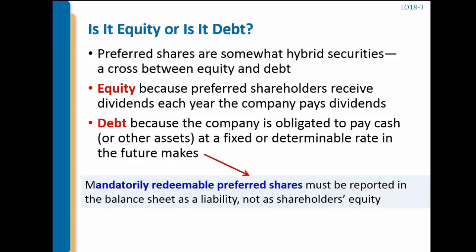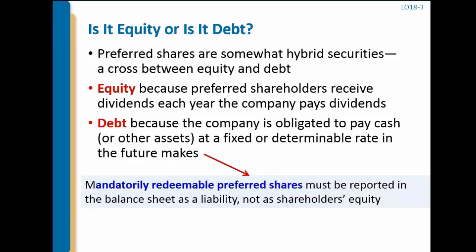The company pays dividends. The issue with preferred stock is that if you can't pay it, it's okay. You may have to make it up in future years, but you're not at risk. Debt, you have to pay. You have the obligation to pay cash or other assets at a fixed or determinable rate in future markets.